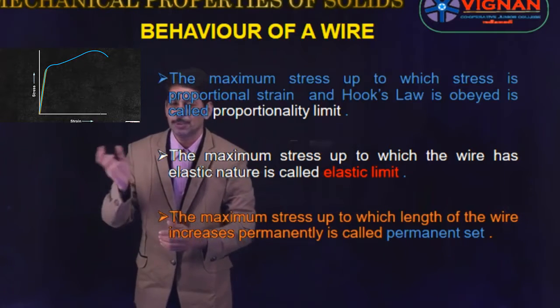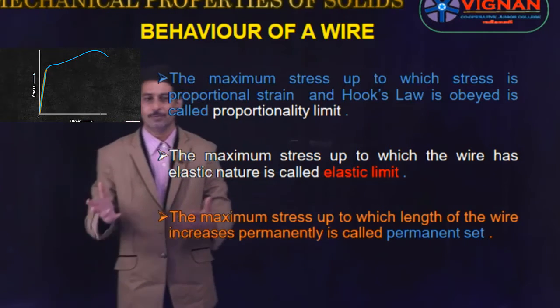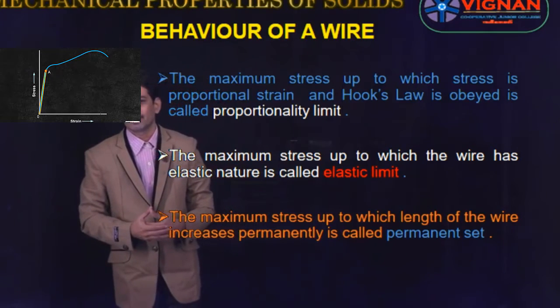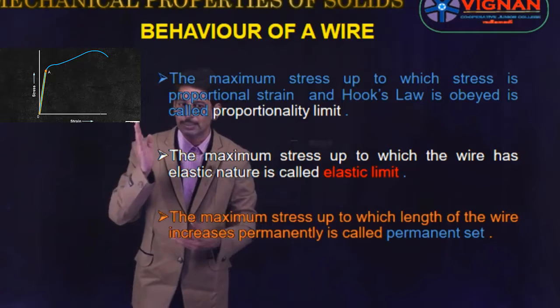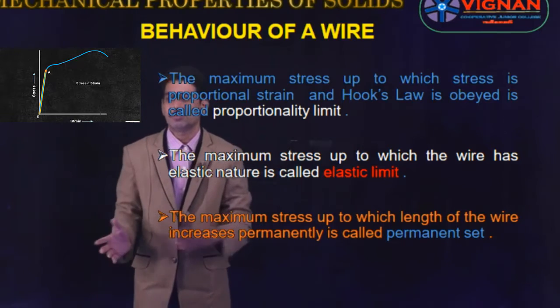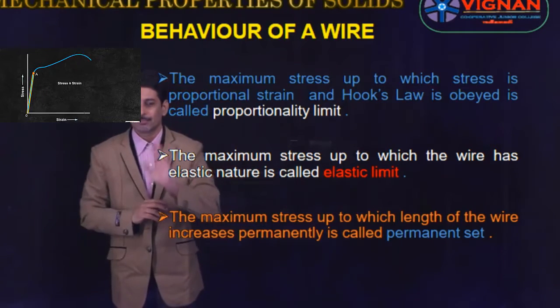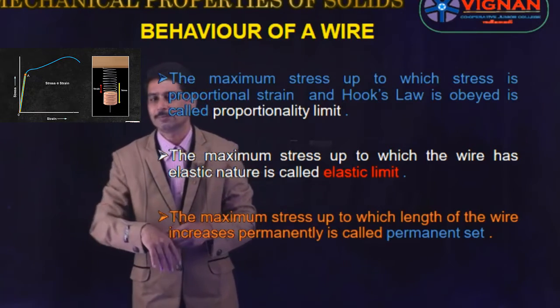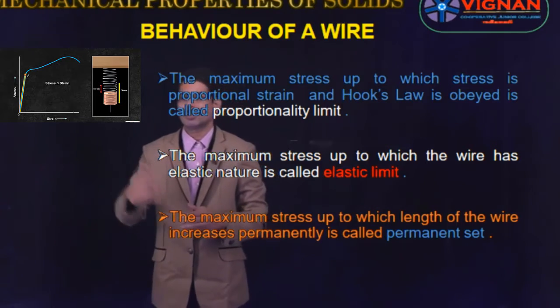Now coming to beyond the point A. Even though we are increasing the stress and the strain also increases, up to the point A Hooke's law is obeyed. That means stress is proportional to strain. But beyond the point A, the stress is not proportional to strain. That means Hooke's law is not obeyed.